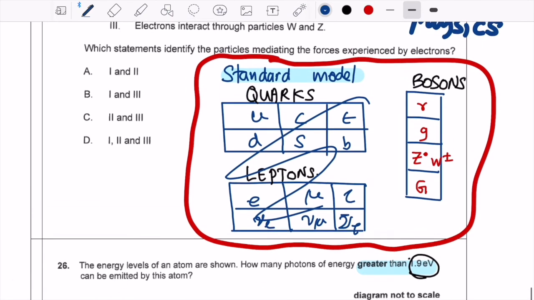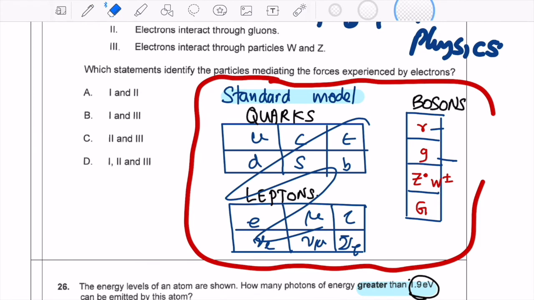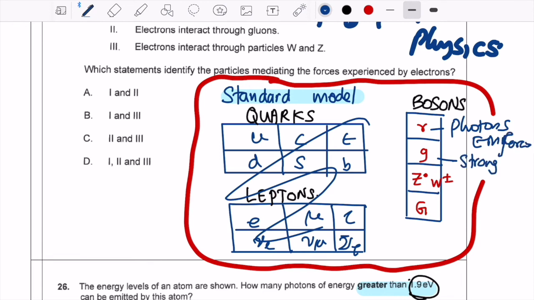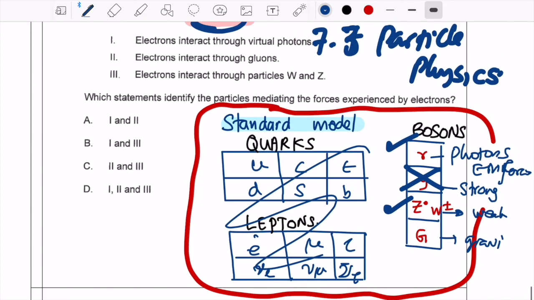The point is, there are 4 sets of bosons. One is the photon, which is about electromagnetic force. The gluon is about strong nuclear force, and this one is weak nuclear force. This is about gravitational force. Now, remember, leptons don't experience strong nuclear force. Electromagnetic force, if it's an electron, of course it has charge, right? And weak nuclear force, they do experience. So electrons interact through virtual photons.